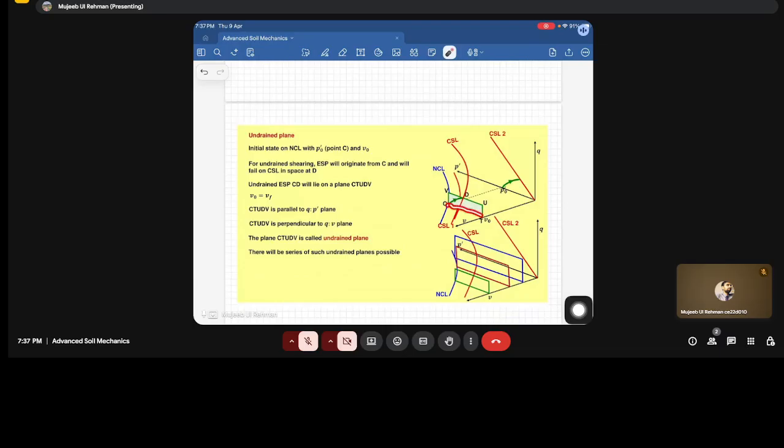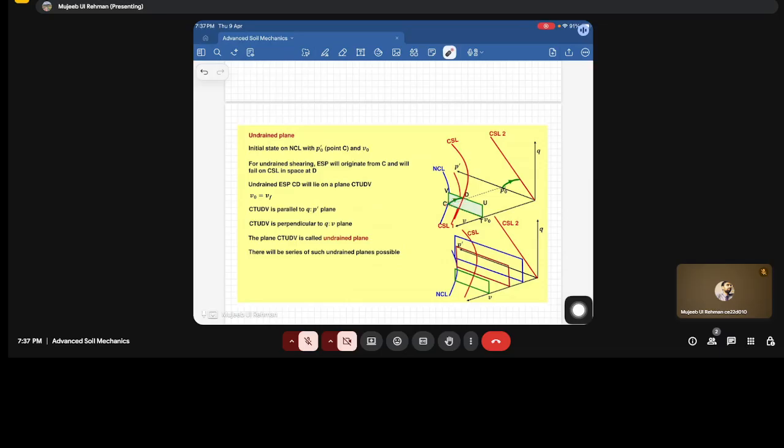It's not going to change, so this line will be constant. The plane will be perpendicular to this P dash versus V plane, and the stress path, which will move from C to D, will lie on that plane V U T C.